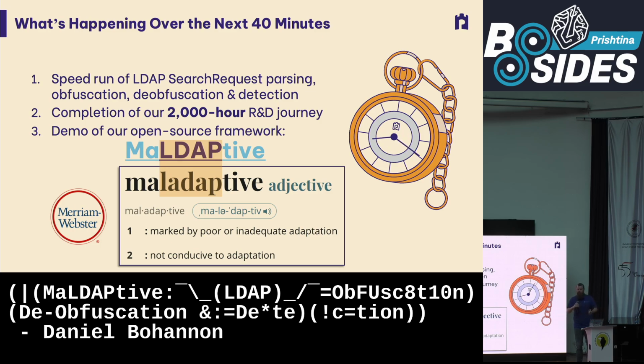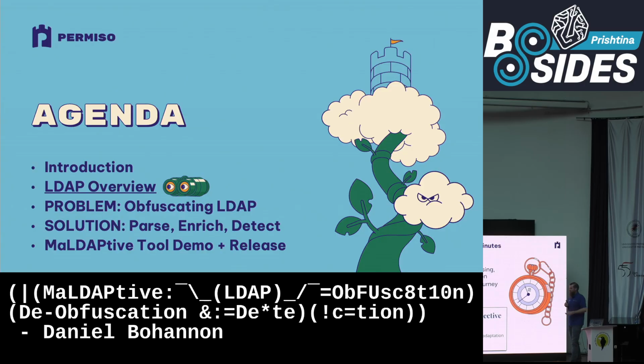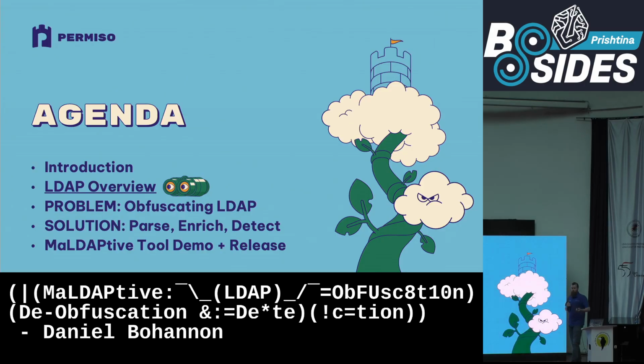And originally, we thought LDAP was a pretty simple query language. How could it really be manipulated a lot? And hopefully, I'll convince all of you through this talk. There's actually quite a bit of manipulation, and it actually is quite adaptive. So with that, let's look at the protocol itself.